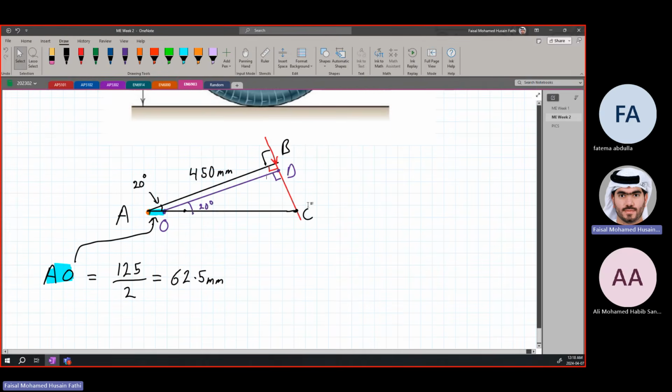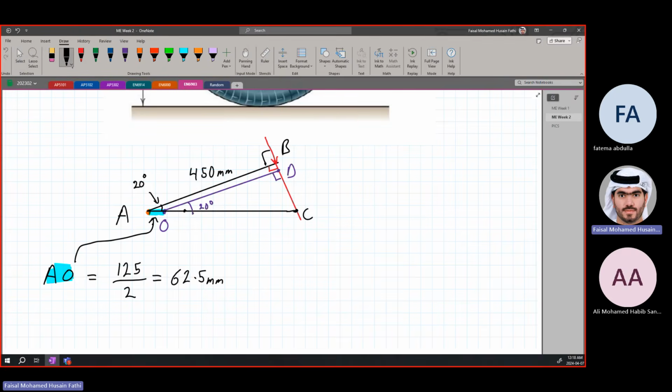If we look at just the outside triangle, the outside triangle looks like this. Triangle ABC is like this. This is A, B, and C. This is a right angle. We have this 450, and we have AC, and this angle is 20 degrees. So we can apply SOHCAHTOA here to find the AC. What is AC? It is the hypotenuse, right? This is H, hypotenuse.